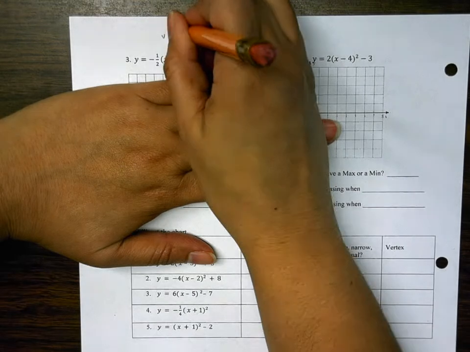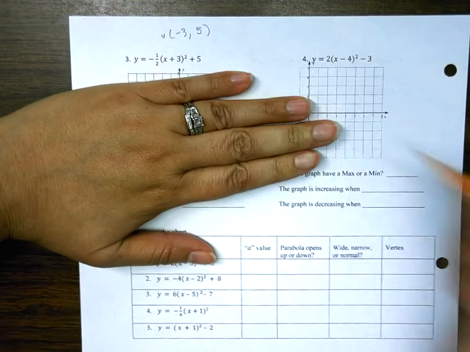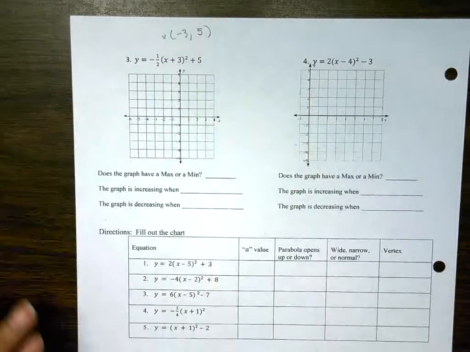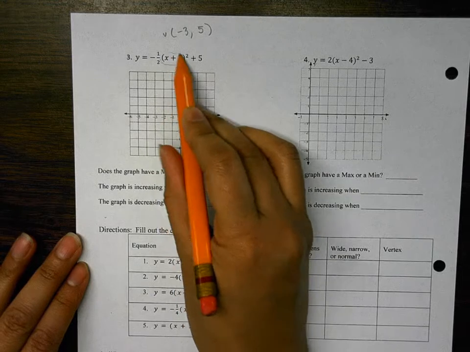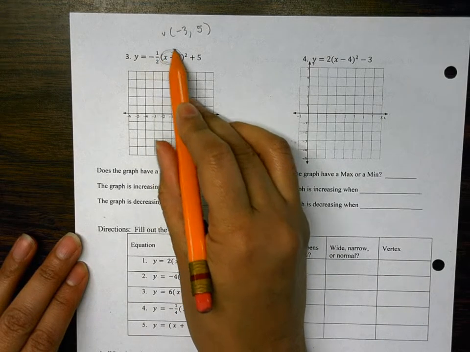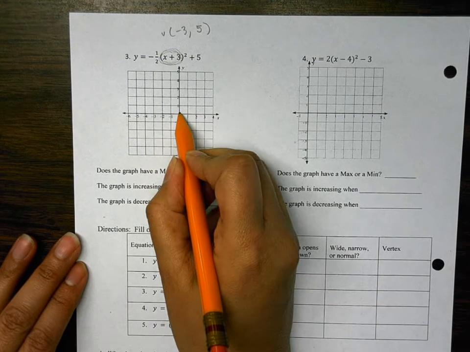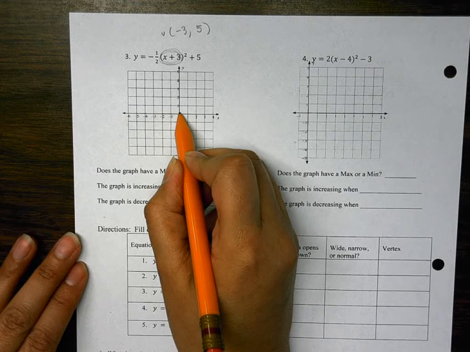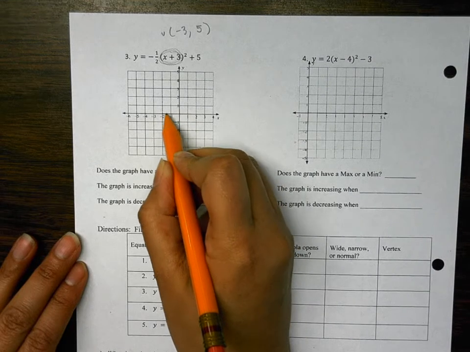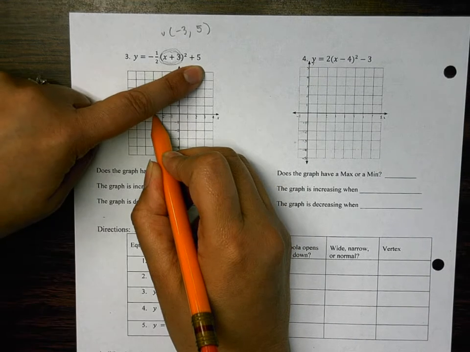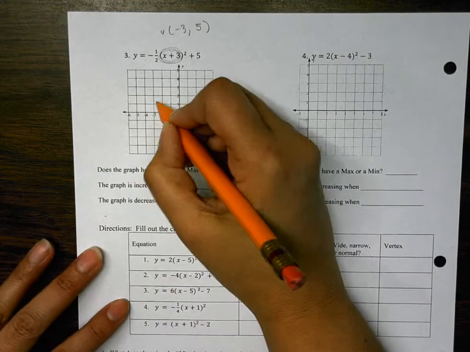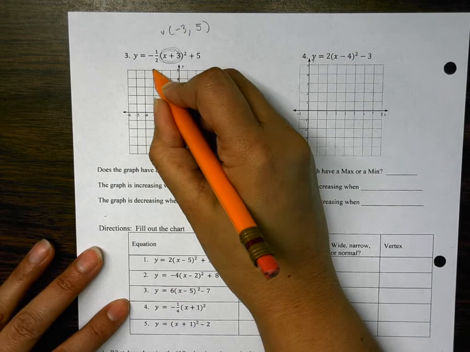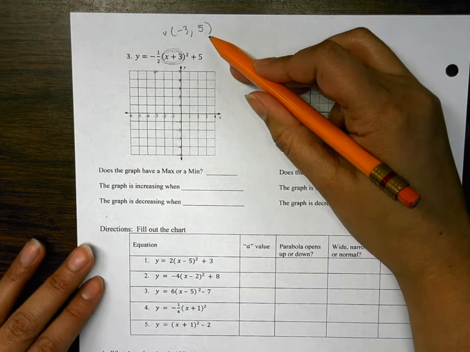-3, +5. Do you guys agree with that? Yes. Let's see if we get that when we graph. This is right or left. Which direction am I moving? Right or left 3? Opposite, so right or left 3. And then same, up or down 5. 1, 2, 3, 4, 5. Do I end up with -3, 5 as the vertex?